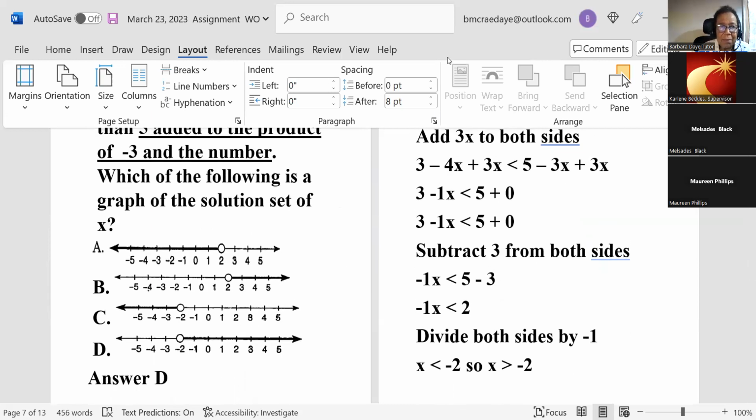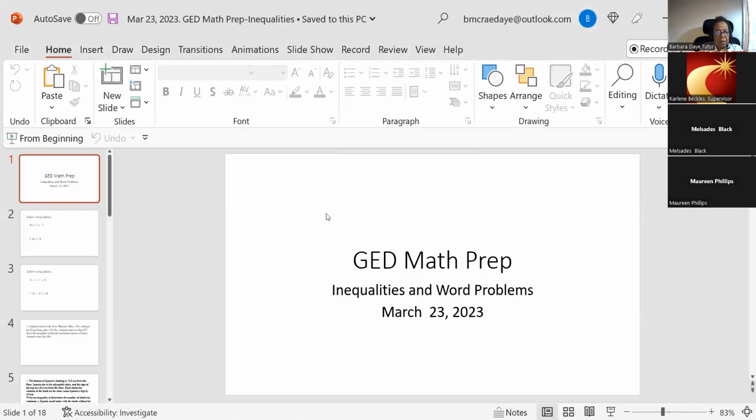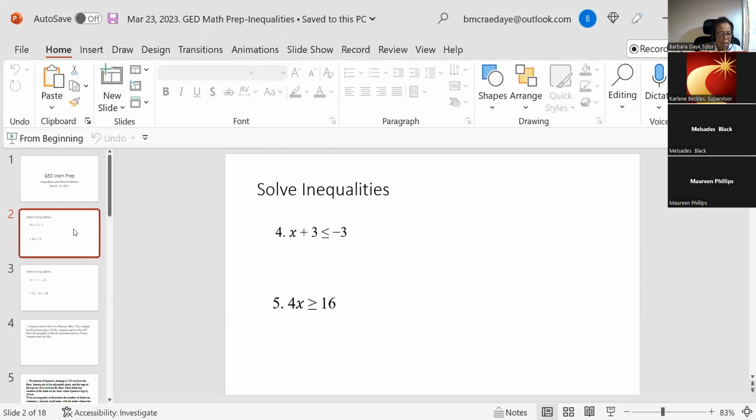Okay, let me do a new share. All right, because we want to do some word problems, but first I want you to solve these. All right, number 4 and number 5. Just give me the answer.